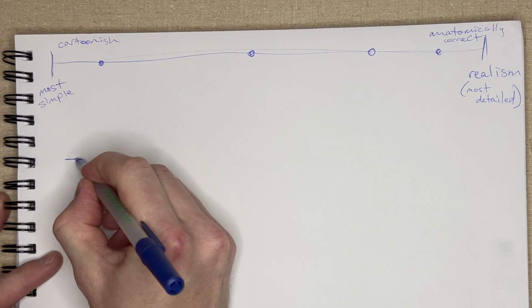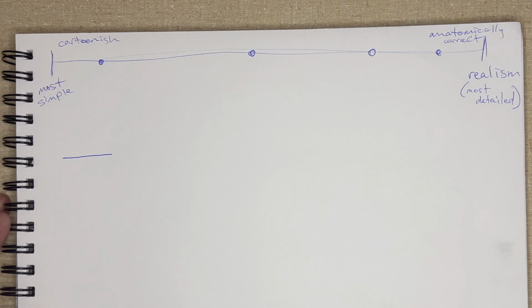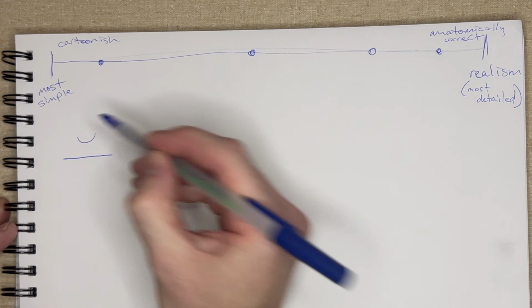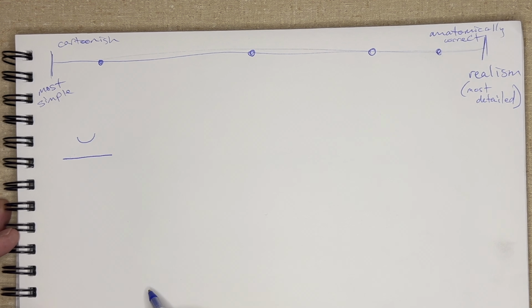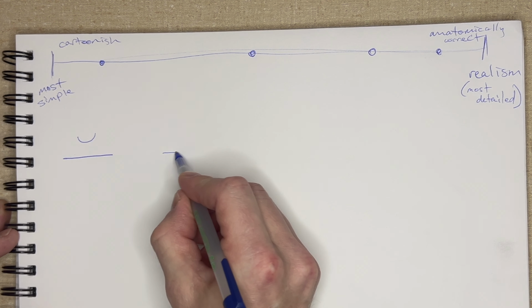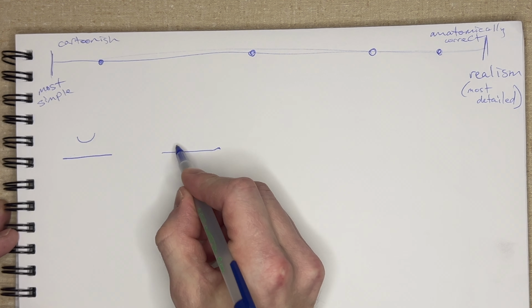A cartoonish mouth in its simplest form could just be a line, literally a line. And obviously in context with other shapes, maybe that's enough to tell you that's a mouth. You know what I'm saying? You could take it a little step further. This is how we do it. We start from the most simple and we work our way up to a little more detail.